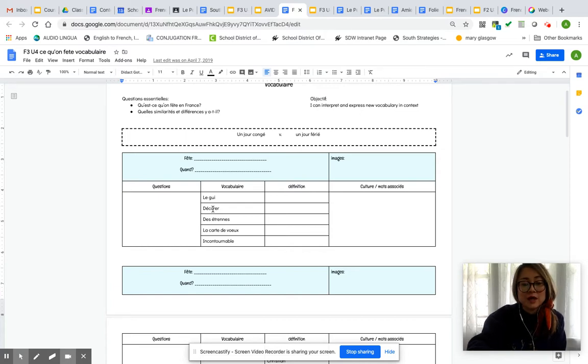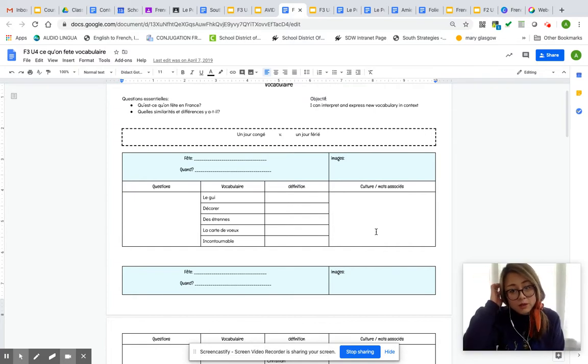But you'll notice that we're going to be talking about holidays, and for each holiday, there are some vocabulary words, which you will see on there that you're going to put the definition for. In the first column, you can write down any questions that you have regarding a holiday. And then in the last column, you can put some cultural notes or some associated words. So that way you're making connections with the new vocabulary.